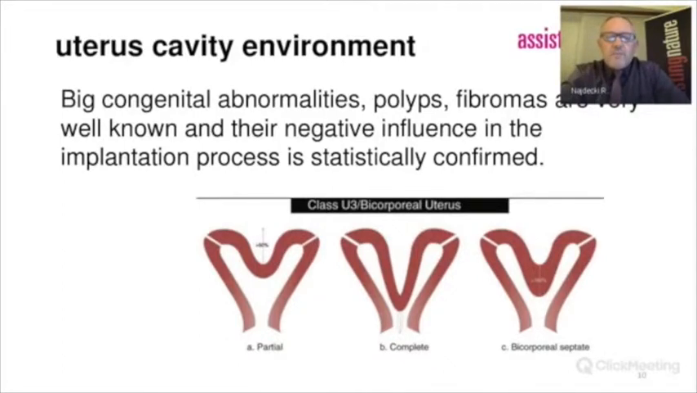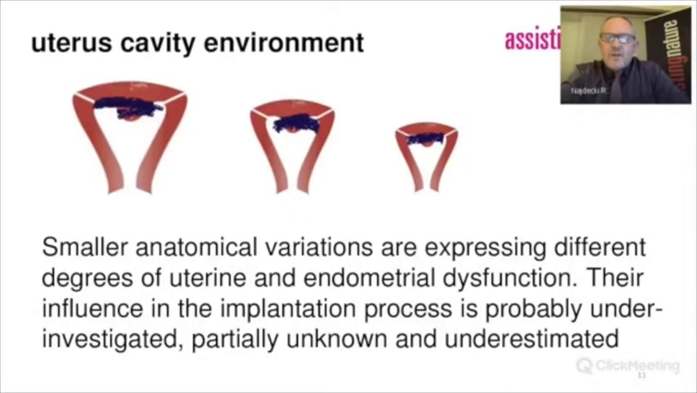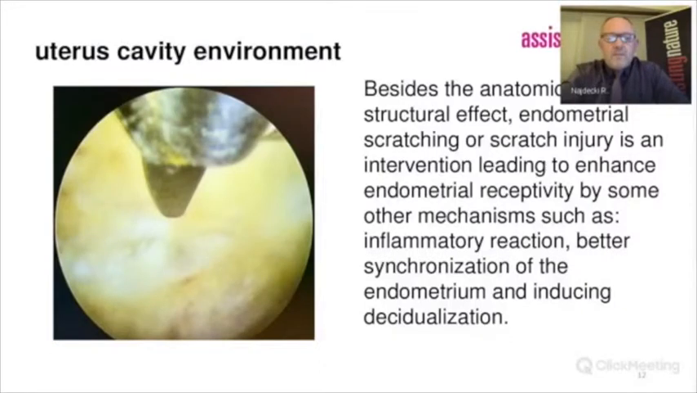Big congenital abnormalities, polyps, and fibromas are very well known, and their negative influence on the implantation process is statistically confirmed. But smaller anatomical variations express different degrees of uterine and endometrial dysfunction. Their influence on the implantation process is probably under-investigated, partially unknown, and underestimated. Besides the anatomical and structural effects, endometrial scratching or scratch injury is an intervention leading to enhanced endometrial receptivity by other mechanisms, such as inflammatory reaction, better synchronization of the endometrium, and inducing decidualization.